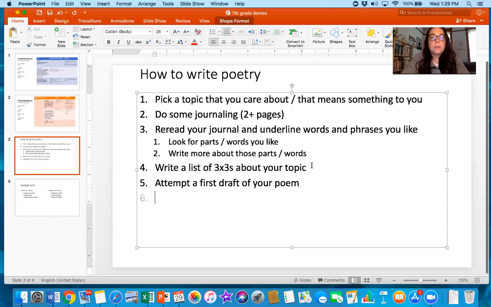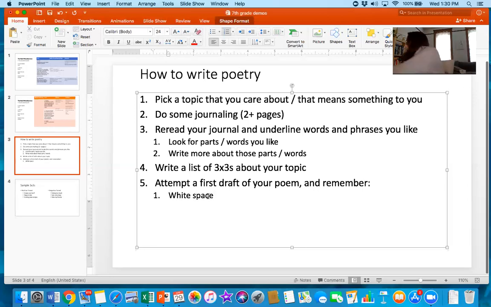So you're going to attempt a first draft of your poem, and you're going to remember poetry has white space. Let me find a poem in here really quick. Look at all of the white space that's off to the side. You're going to write with white space in mind. You are going to remember poetry structure.